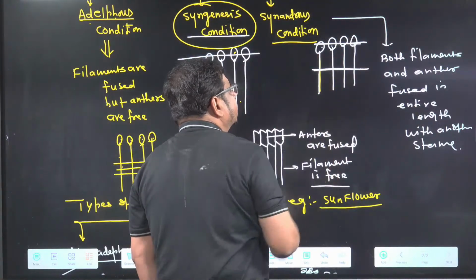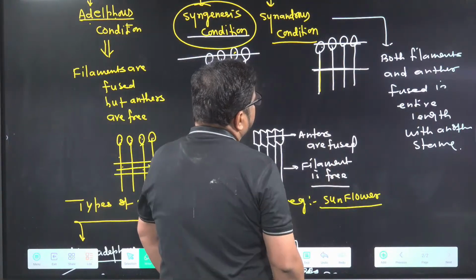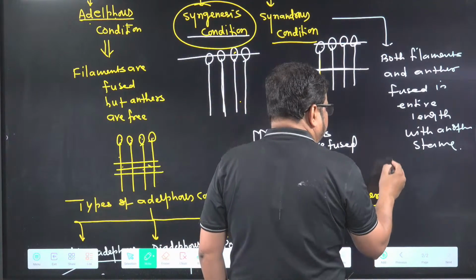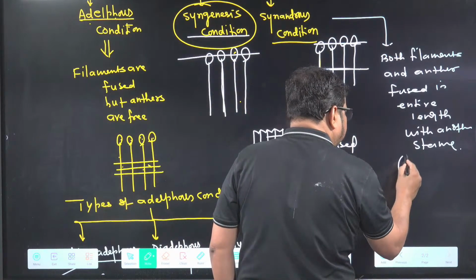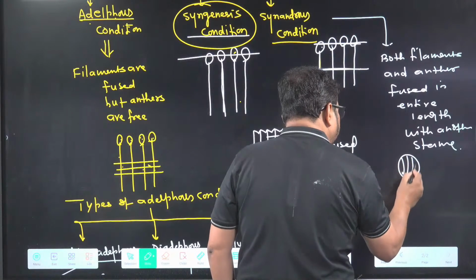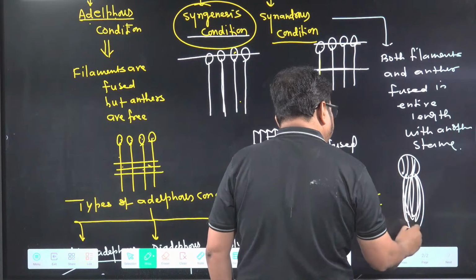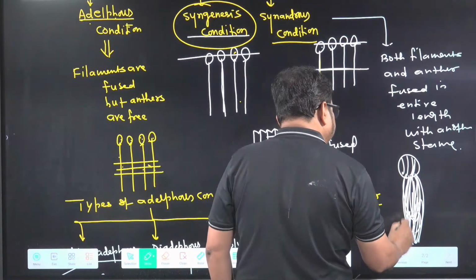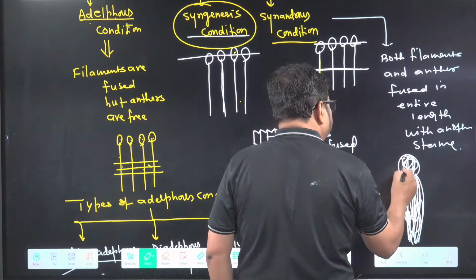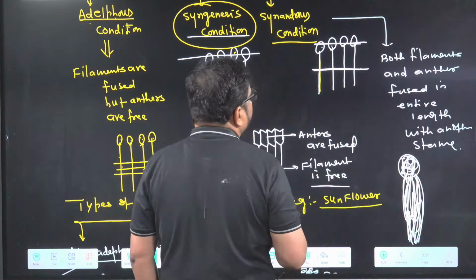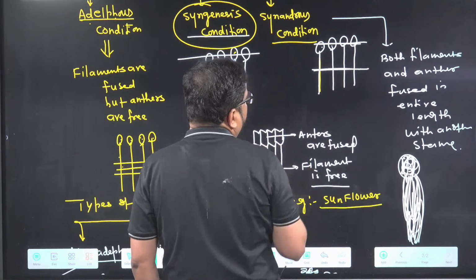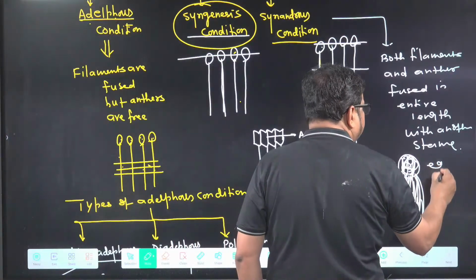All are fused together. This condition is called which one? So here you can make a diagram like this. Bigger side of who will form? Many anthers fuse here and many filaments fuse here. Getting the idea or not? These all are fused together. These are which kind of condition? Anther is fused together. So this is which kind of condition? Synandrous condition.